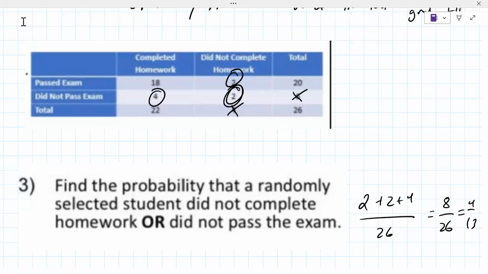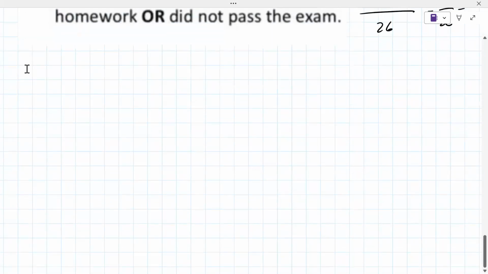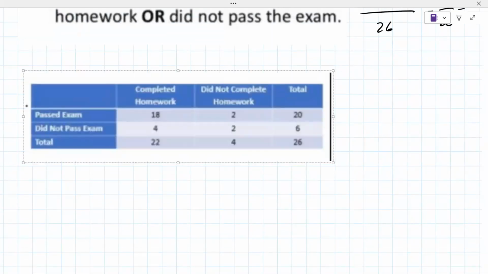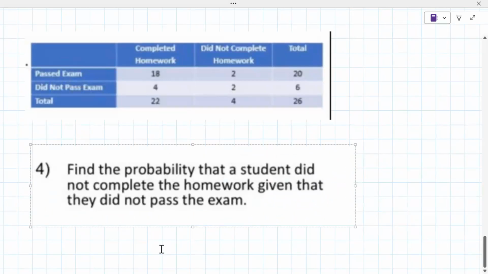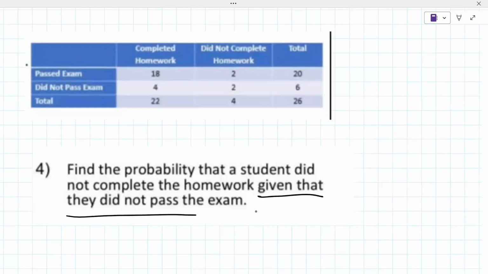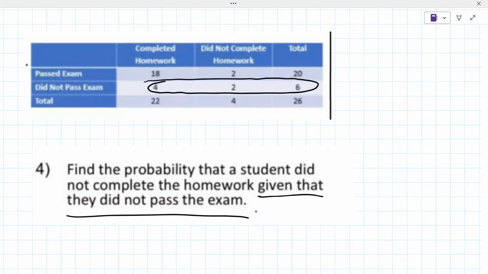Okay, number four is a given, so reduce it to a row or a column. Find the probability that a student did not complete the homework given that they did not pass the exam. So is that a row or a column? That is what you should be deciding. That would be a column. Did not pass the exam. Rows go horizontally. Columns go up and down. So that would be a column. Yes. So you don't care about anything else. You don't even care about those other numbers.